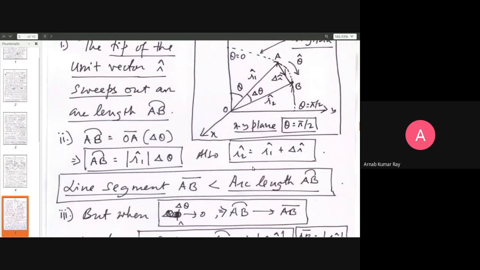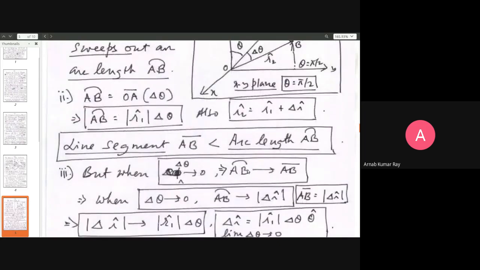But when delta theta, this small angle, goes to 0, in the limit of delta theta going to 0, the curved path will tend to become equal in length to the straight path AB. So the arc length AB will tend towards the value of the length of the line segment AB. Delta theta going to 0, this is what will happen.